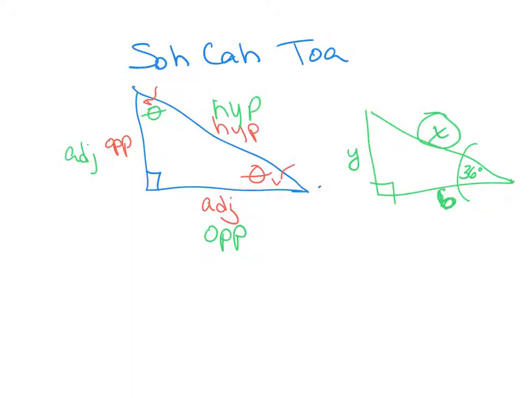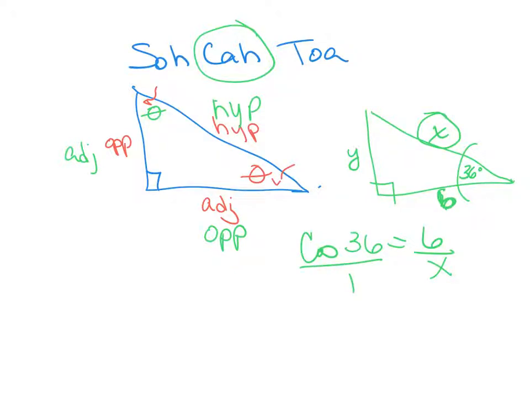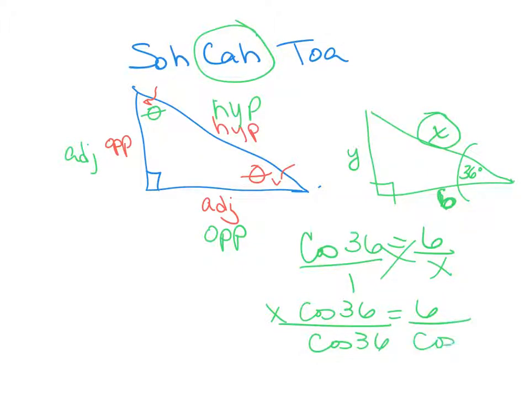So Soh Cah Toa: adjacent and hypotenuse would be the cosine. So I do cosine of the angle, 36, equals 6 over X. You put the numbers where they go. You don't make up math. And now we cross multiply, and we have X times cosine of 36 equals 6. And you divide 6 by cosine of 36, and round it to 2 places.